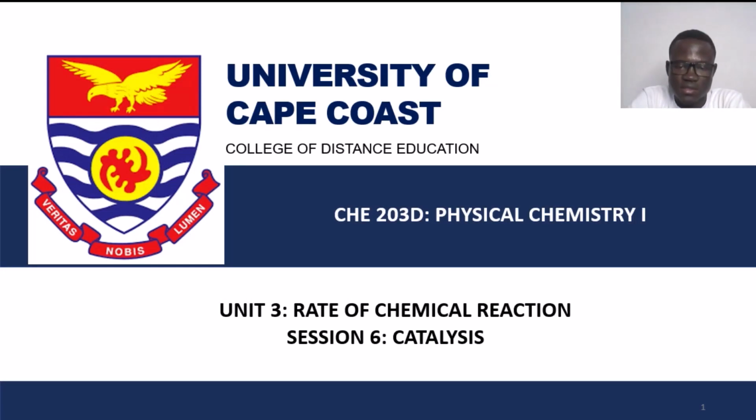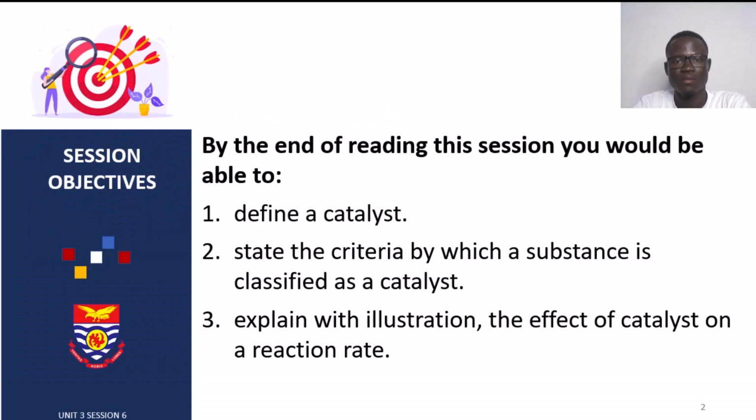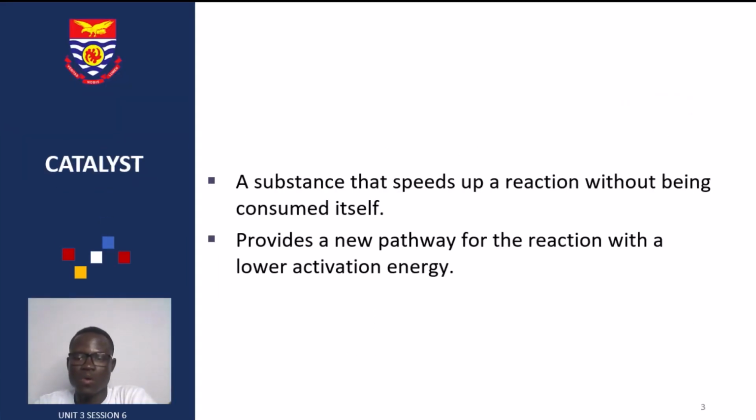Welcome to session 6 of Unit 3, and in this session we'll be looking at catalysis. By the end of the session, you should be able to define what a catalyst is, state the criteria by which a substance is classified as a catalyst, and then explain with illustration the effect of catalyst on the reaction rate. So, when we say a catalyst, it is a substance that speeds up a reaction without being consumed itself.